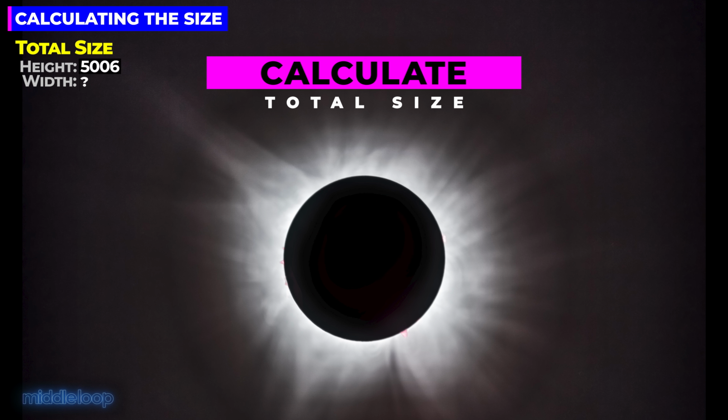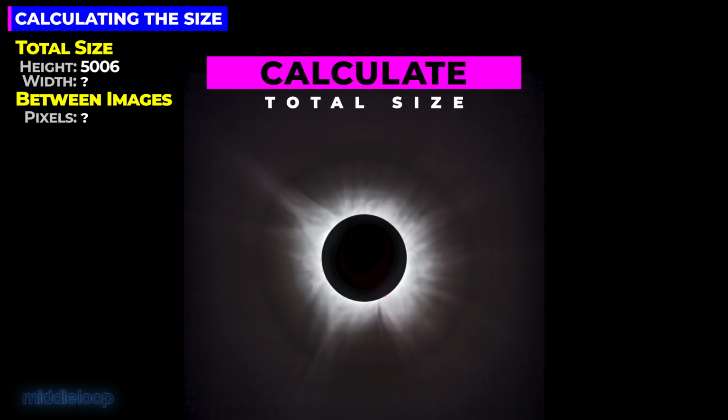In order to calculate the total width, we need to know how much space to put between each image. A good reference to use for that, we find, is to measure the space from the leftmost edge of the sun to the right edge of the corona. Not the extreme fringes of the corona, just the most visible parts.